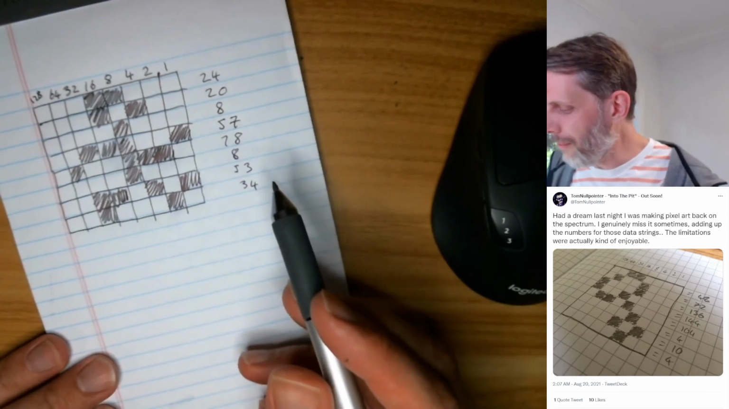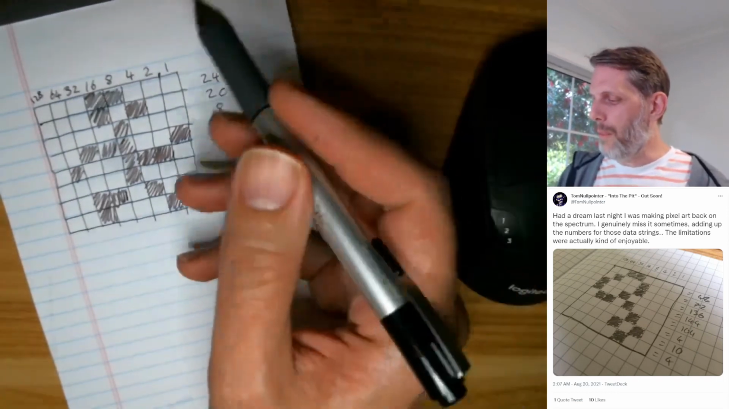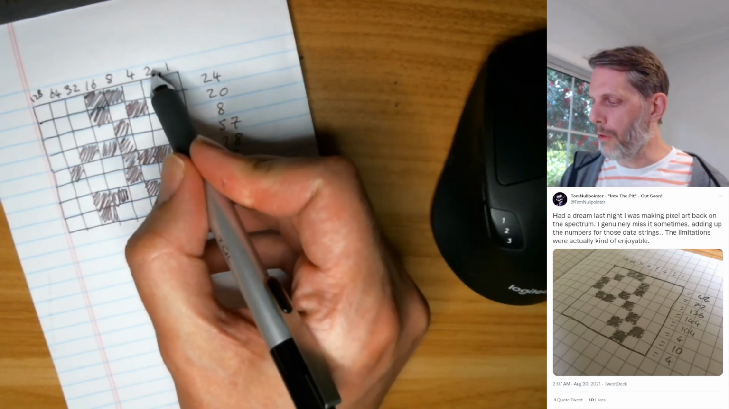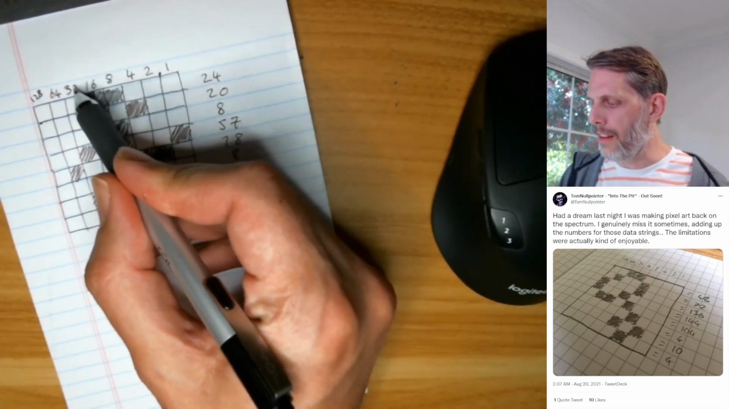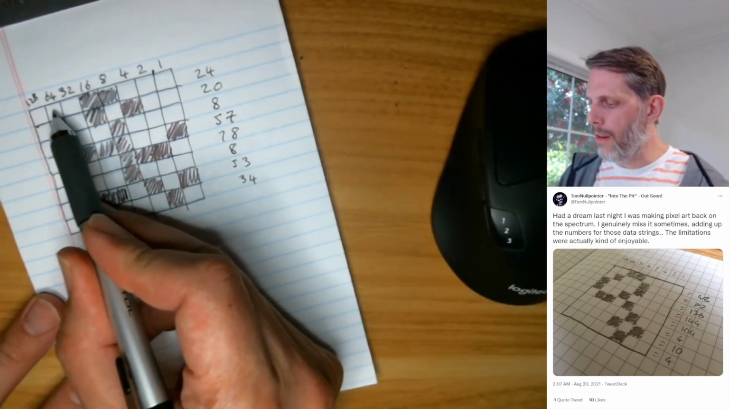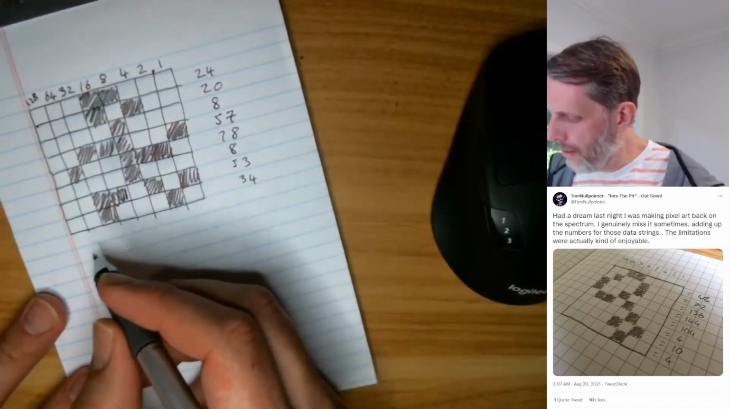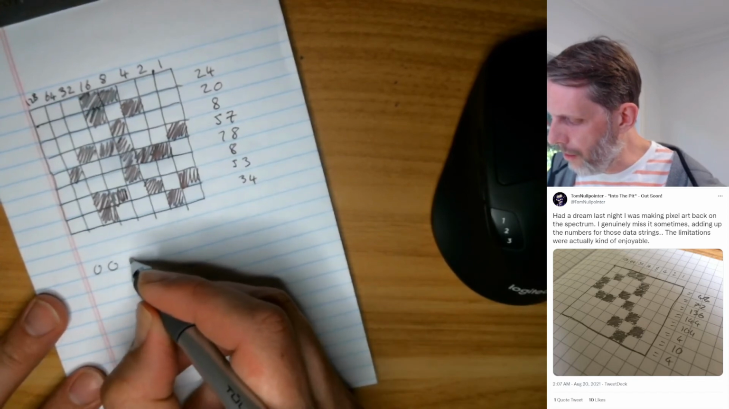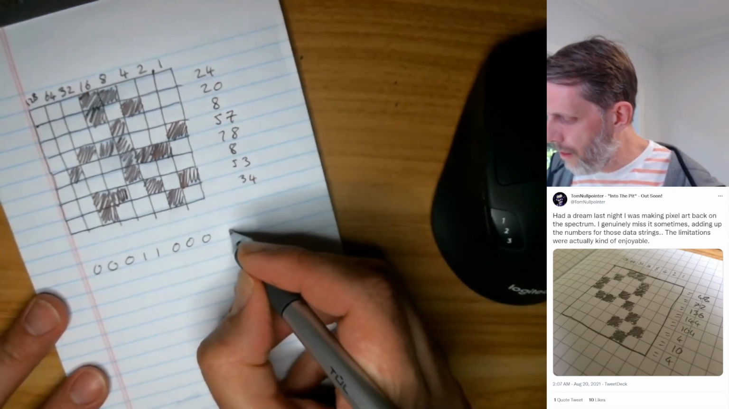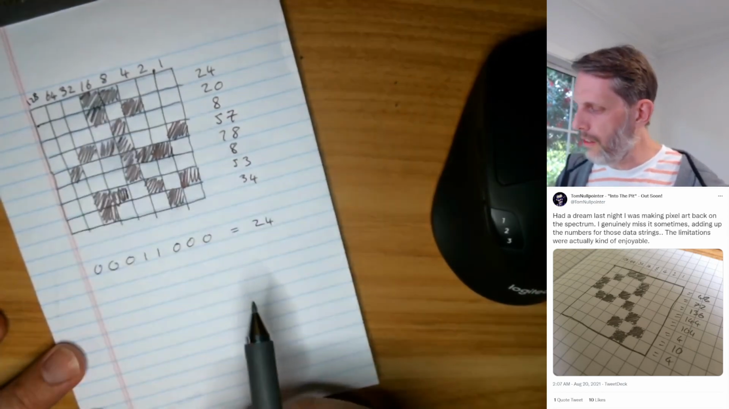I hadn't really noticed it at the time, but each of these numbers is double the one on the right of it. So it doubles each time: 1, 2, 4, 8, 16, 32, 64, 128. And if I start writing each of these out, where I have a 0 where it's white and a 1 where it's black, let's try that. So that top one is 0, 0, 0, 1, 1, 0, 0, 0, which is 24, and that's binary for 24. And the same for the next one down.